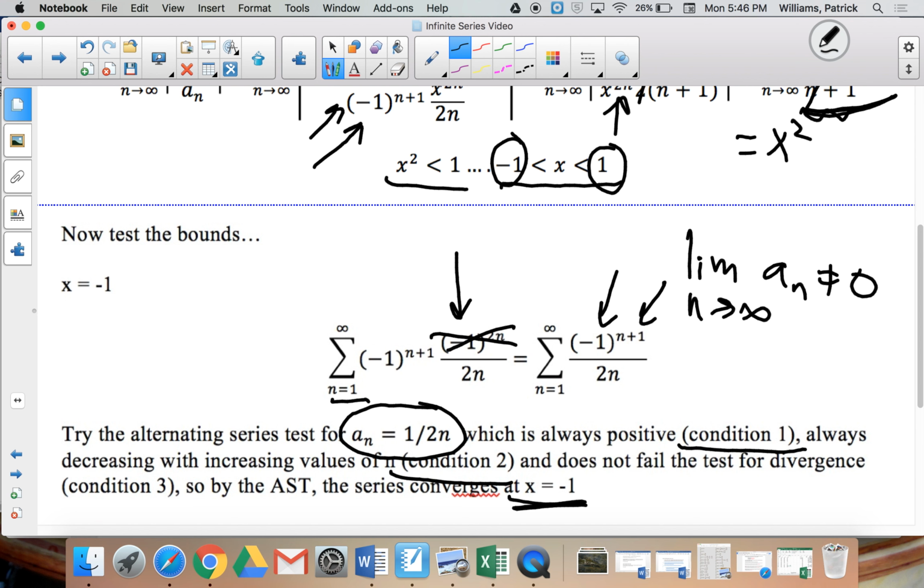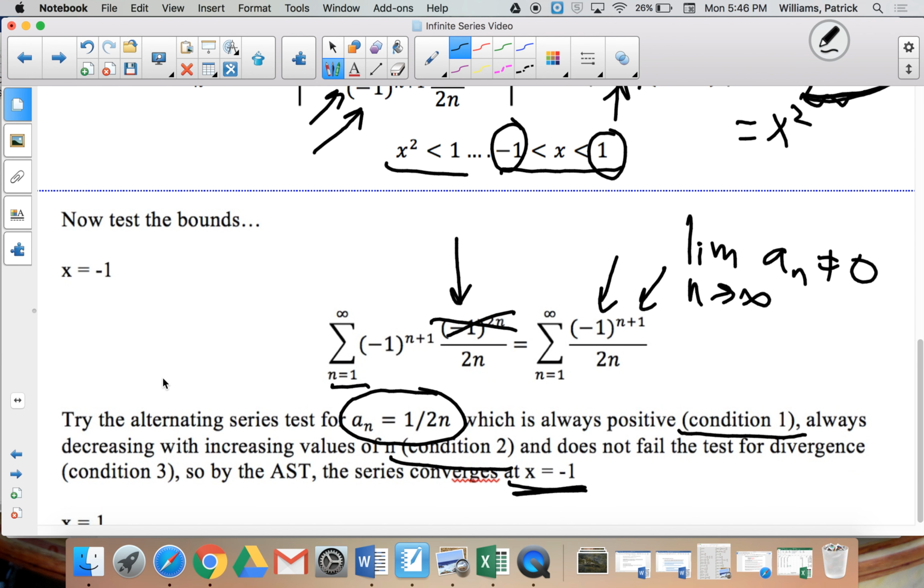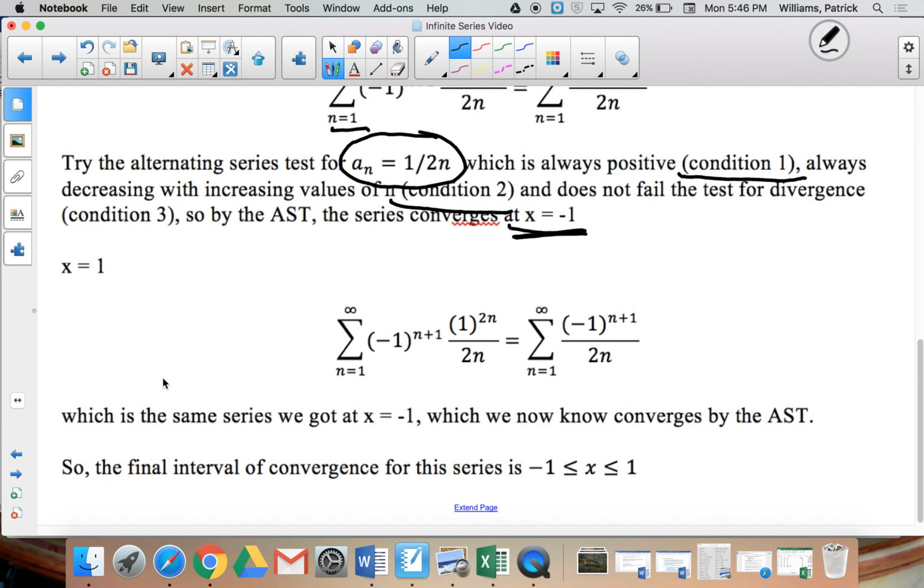If you weren't able to get this one, or if you have doubts about what you did for the next one, try plugging in the value x equals 1 into this series and see if you can find whether it converges or diverges at that point. If you try that, we end up getting the exact same series we had before, which is great because we already did the alternating series test on that and we know it converges. Therefore, the interval of convergence for this particular series contains both of our boundary points, -1 and 1.